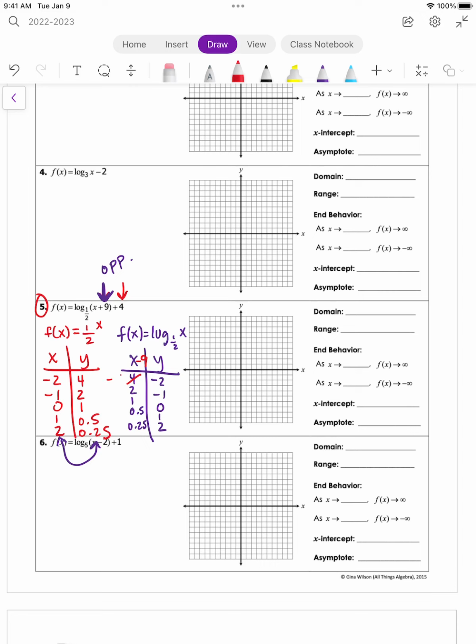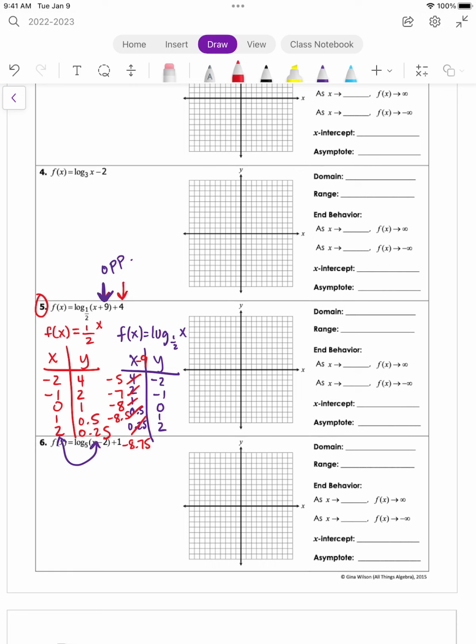So 4 - 9, 2 - 9, 1 - 9, -8.75. Okay, sorry. That does not look good. Let me write it underneath. So the last number is -8.75.